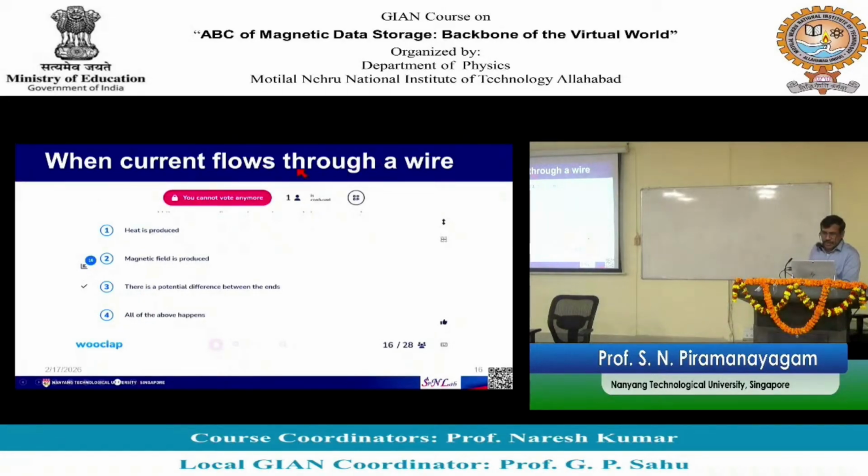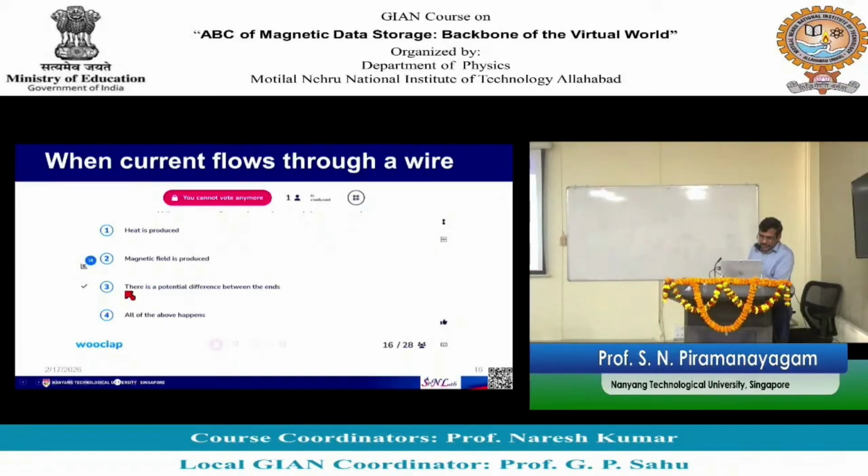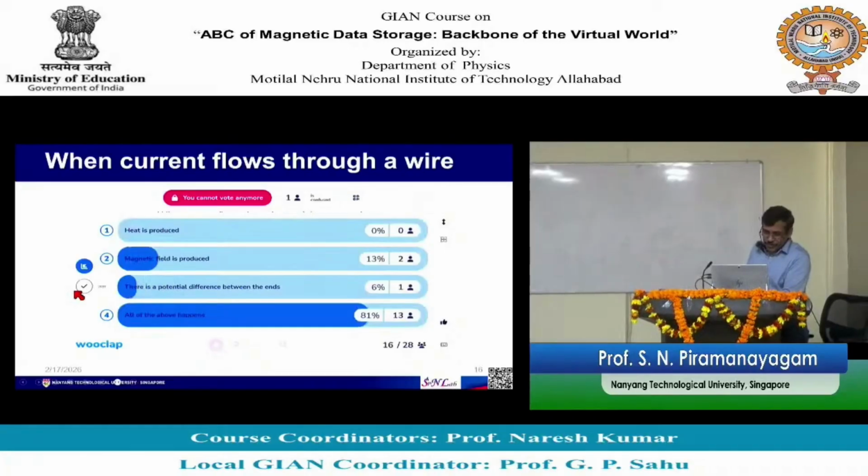When you send a current through a wire, if the wire has some resistance, there will be Joule heating. So this is correct. The wire will produce a magnetic field, this is correct. And when the wire has a resistance, there will be a potential difference between the ends. So all of the above is the correct answer, and most of you are right.